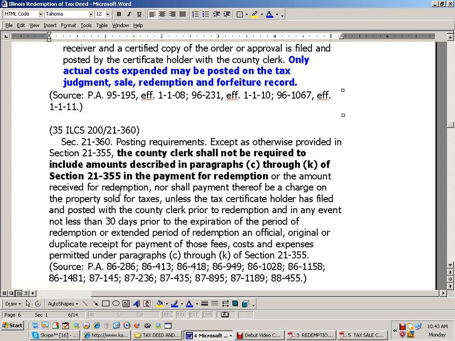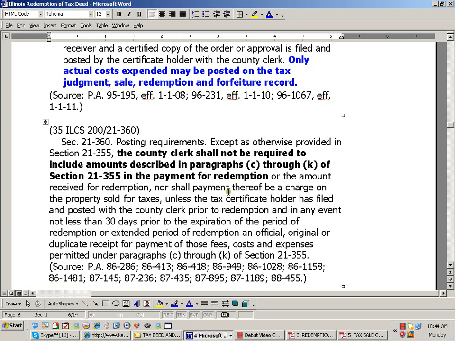So why don't they have to require the amounts in there? Or the amount received for redemption. The county clerk shall not be required to include the amounts of C through K of 21,355 in the payment for the redemption or the amount received for the redemption. They don't even need to say how much they receive for the redemption.